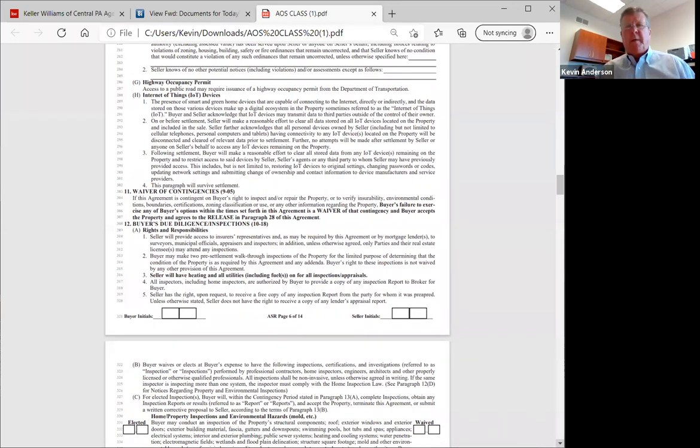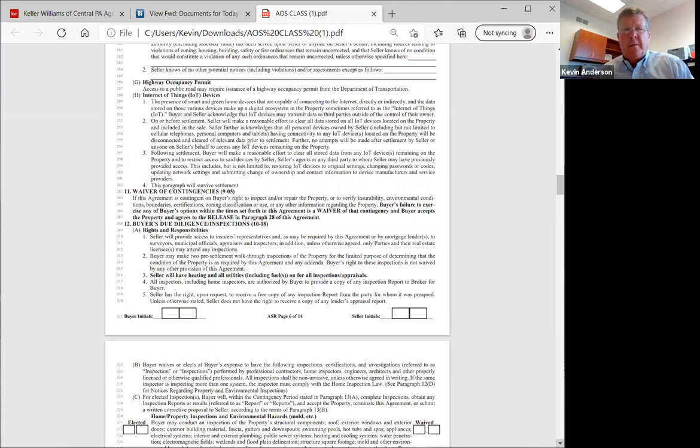Highway occupancy permit. I don't know why that's in here for residents. It says access to a public road may require issuance of a highway occupancy permit from PennDOT. Okay. Oh, here's a new one. That again, we've had some discussion on.